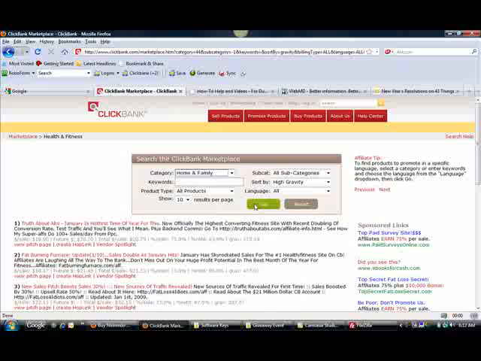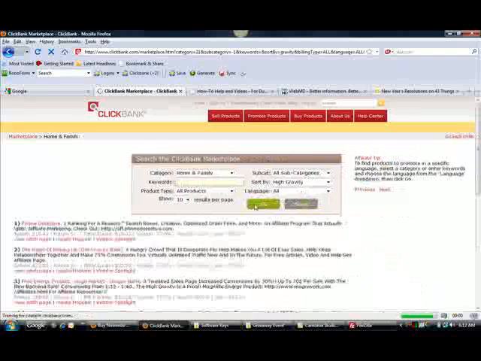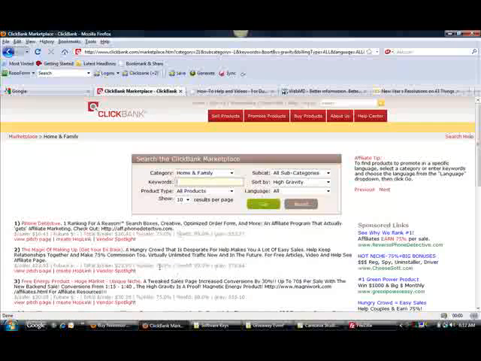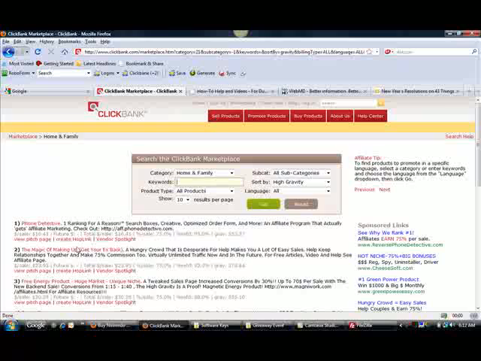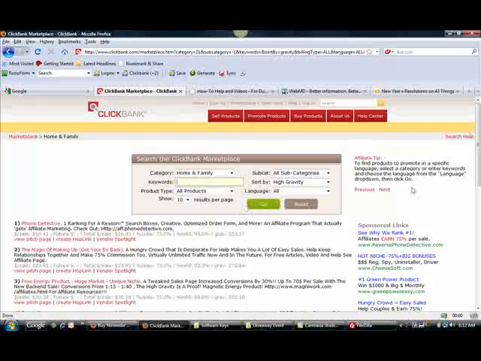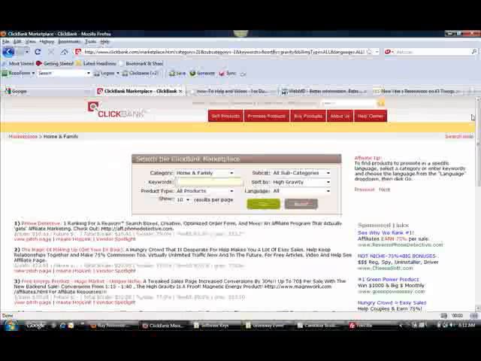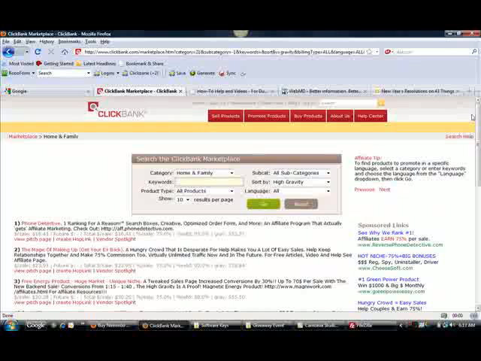You've got even a home and family category that you can do this with. So you can see things like the magic of making up, getting back with your ex. That's popular. People want to know how to do those kinds of things as well. Green energy, that kind of stuff also. So these are different niche markets where you can basically help people solve problems.